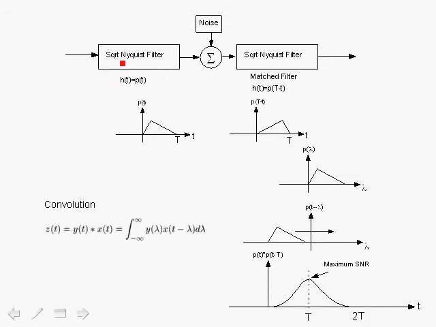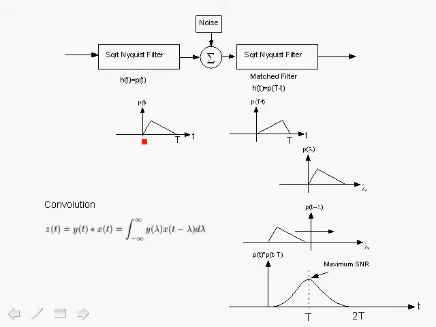detail. Here we show the simple model of the case where we have the square root Nyquist filter at the transmitter, which could be a raised cosine Nyquist filter, and at the receiver we have the square root Nyquist filter, which is a matched filter to the transmit filter. If the impulse response of the transmit filter is h sub t equals p sub t, then the impulse response of the match filter is h sub t equals p sub capital T minus t. And just for illustration purposes, here we show a pulse shape for p sub t.